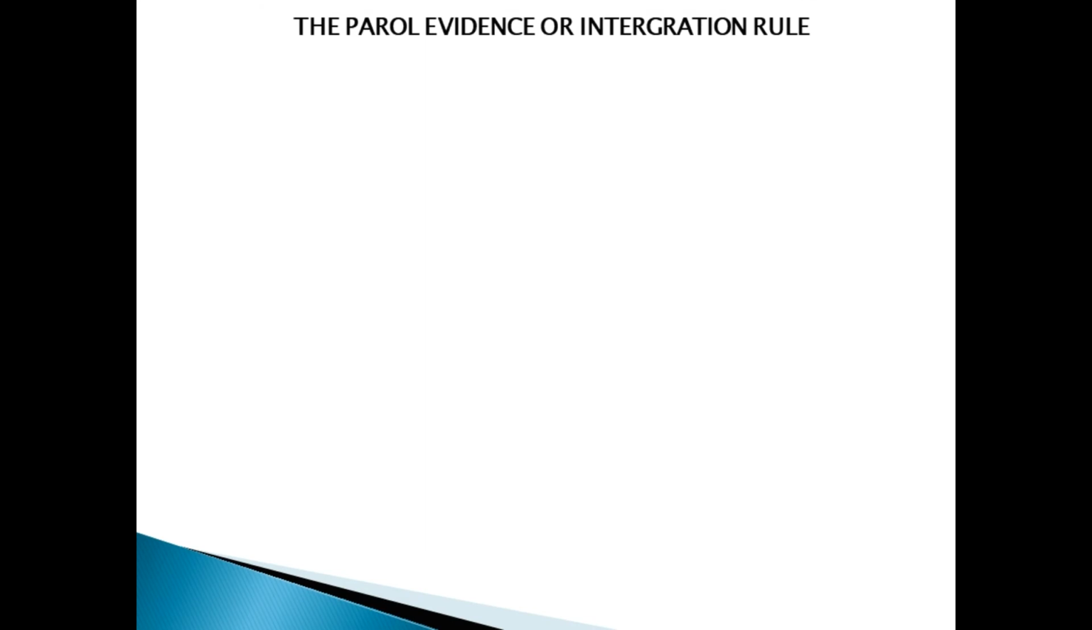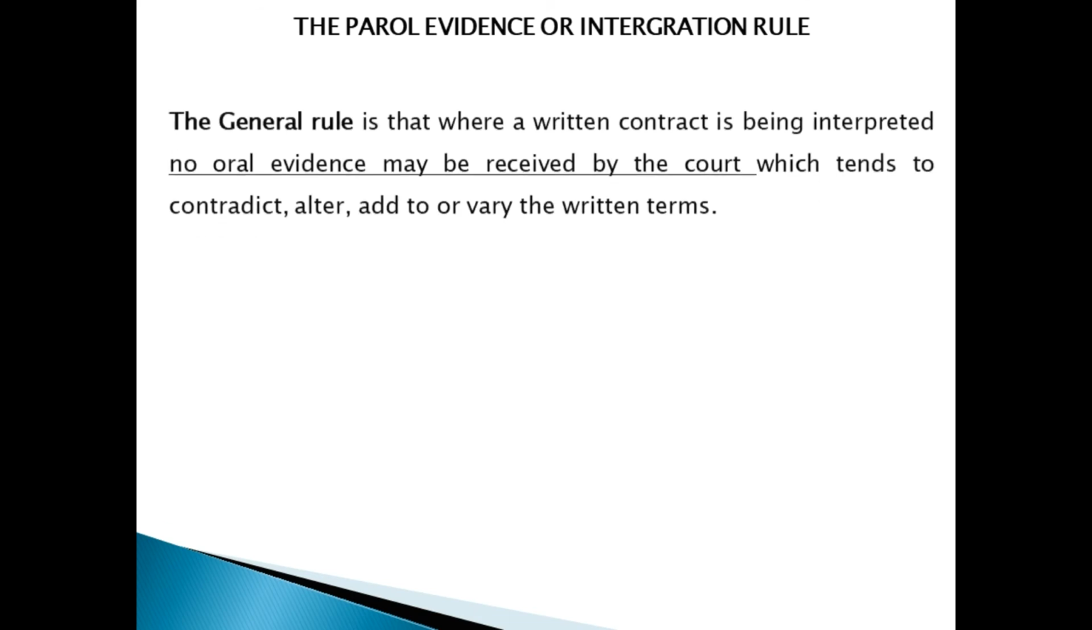Now there's this other rule which is also used by the courts while trying to interpret and find the meaning of contracts. The rule is called the parole evidence or integration rule. The general rule is that where a written contract is being interpreted, no oral evidence may be received by the court which tends to contradict, alter, add, or vary the written terms.